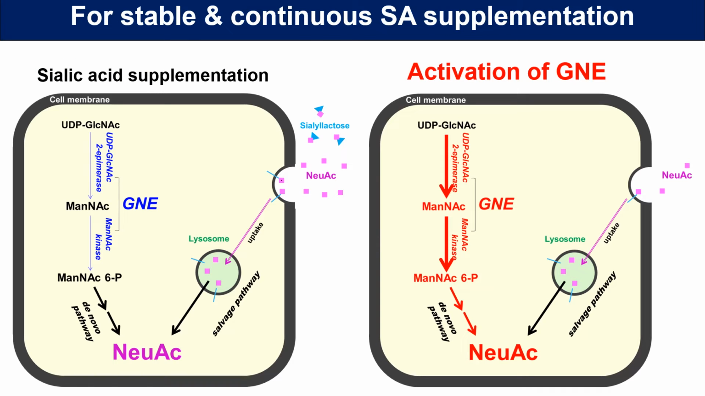And how to achieve more stable and continuous supplementation of sialic acid? We think the best way is to activate GNE enzyme itself. So like in the right figure. And we think this is the most physiological way, and this would enable continuous supply of sialic acid for a very long time.